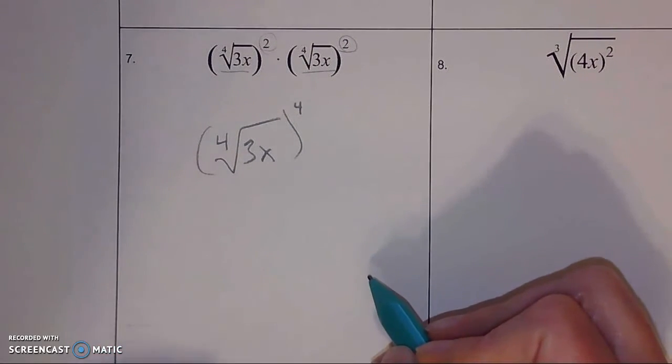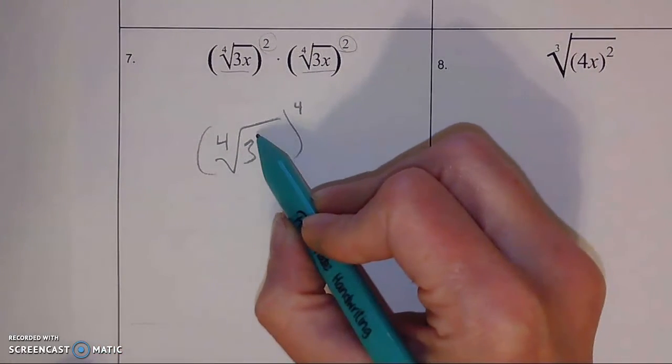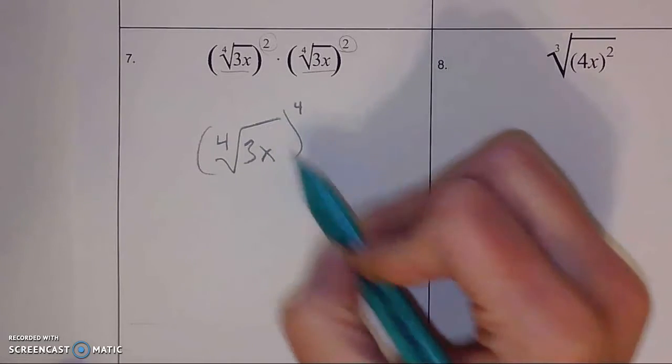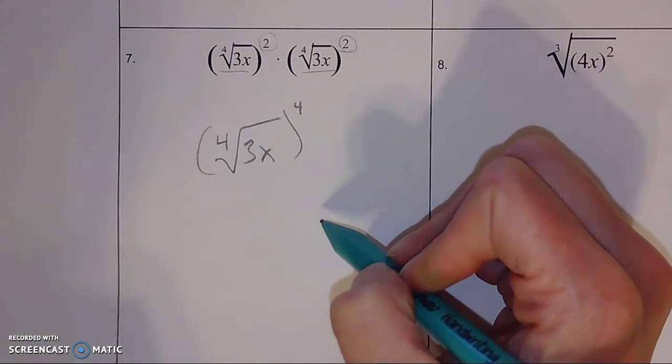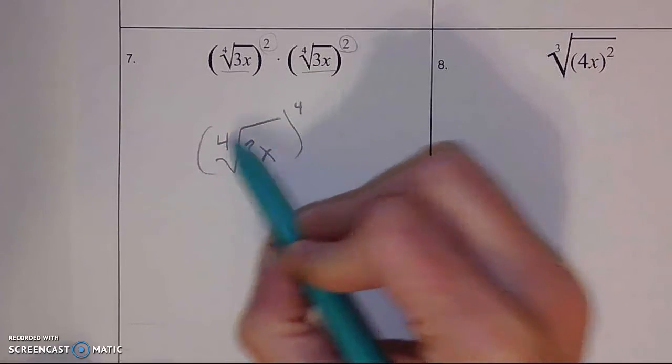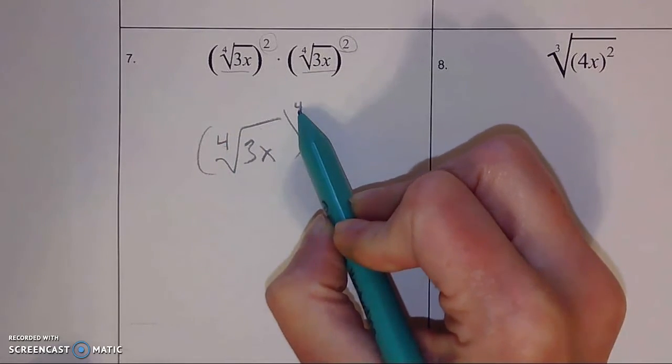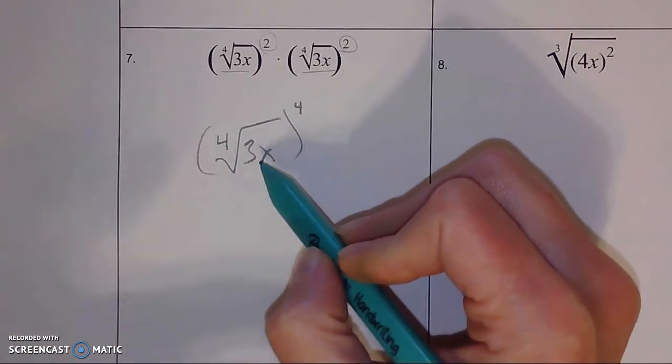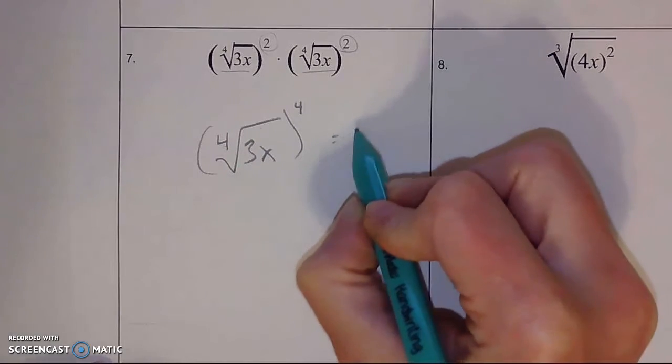From here, you could do a couple different things. You could bring this 4 on the inside and have 3 to the 4th and x to the 4th, if that was helpful. But actually, in this case, because I'm doing a fourth root and I'm raising it to the fourth power, those things actually cancel each other out. My answer is 3x.